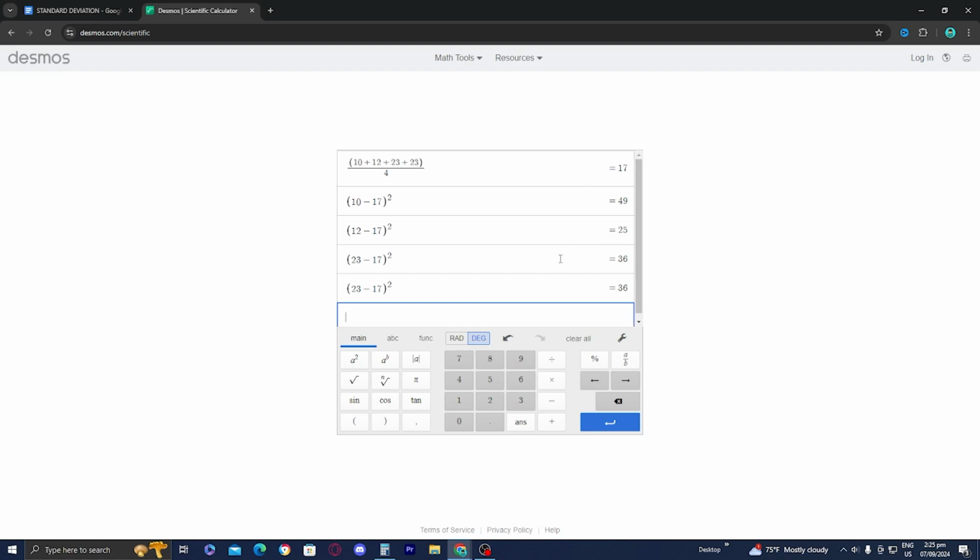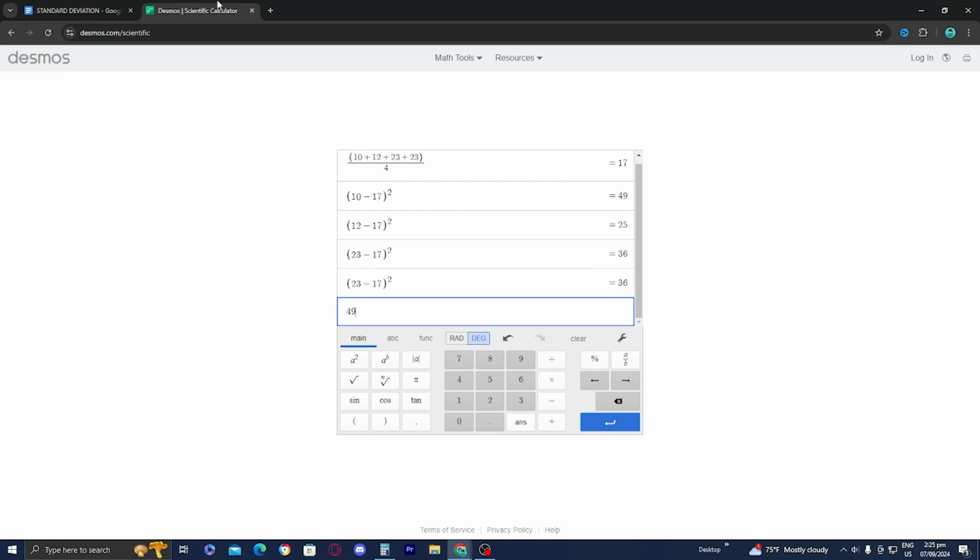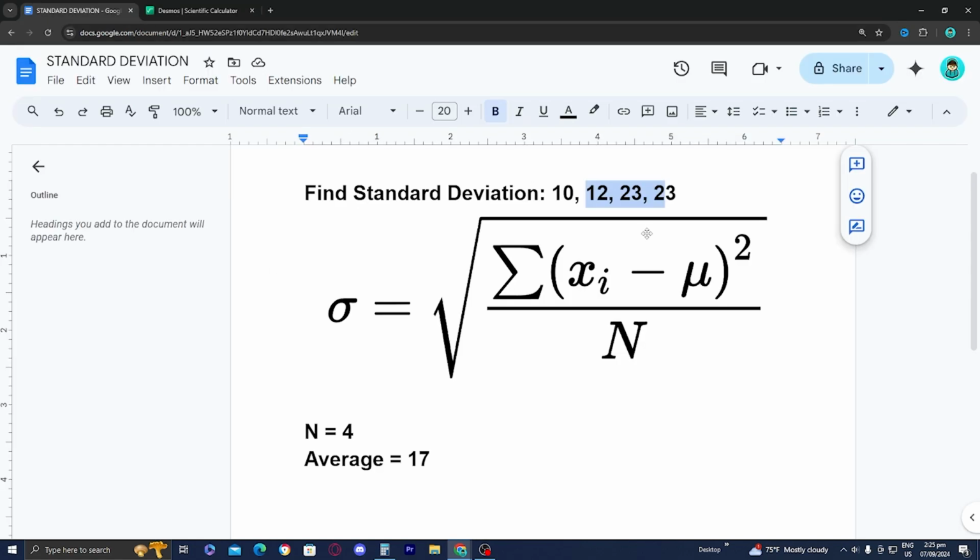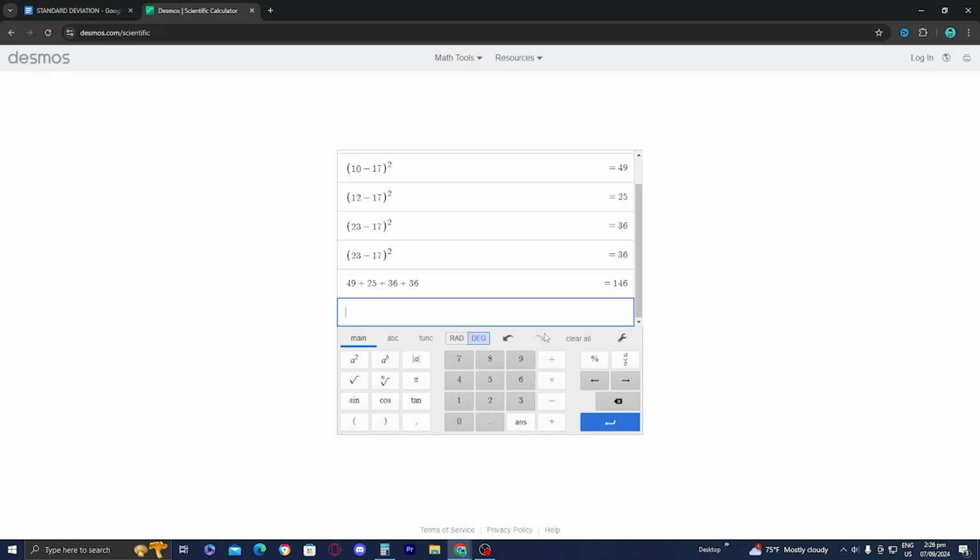And now that you've done it for every single term, the next thing you want to do is add all of them up. So in our example, it would be 49 plus 25 plus 36 plus 36. And then bam, we got 149. And what that basically means is that we already calculated this entire top portion over here. So the next thing we're going to be doing is taking the number we got over here, which was the summation of all of the terms. And for example, it was 146.